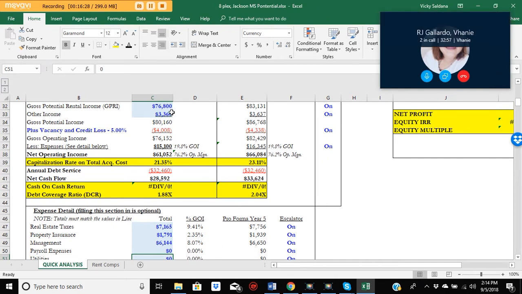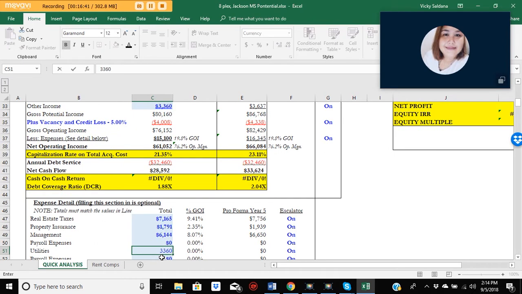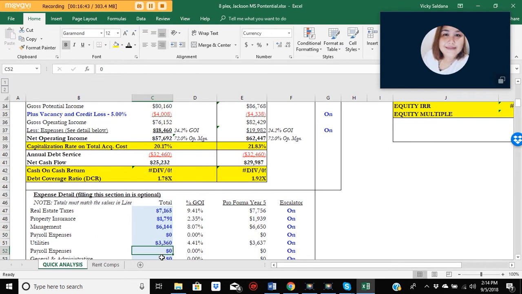Now, this might get readjusted, but I think this will be a good amount. So we're going to add here 3,360 for utilities. Oh, payroll expense again. So here, you can switch these around and put another category.